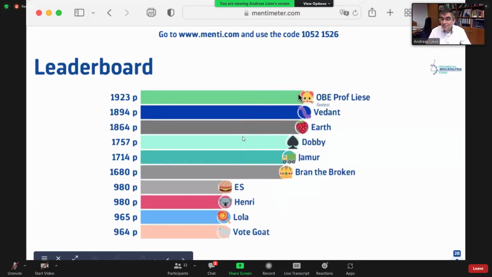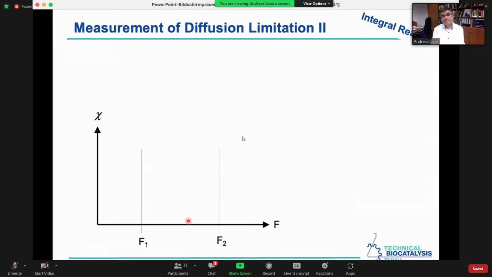Yeah, Bedent, Earth, Dobby, Jembo, Brandbrook. Oh, I don't know Brandbrook. Must be something exciting. Yeah, so let's switch back to our transparencies and I'll try to explain.